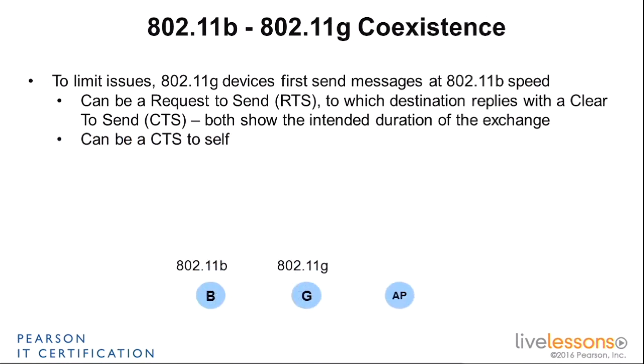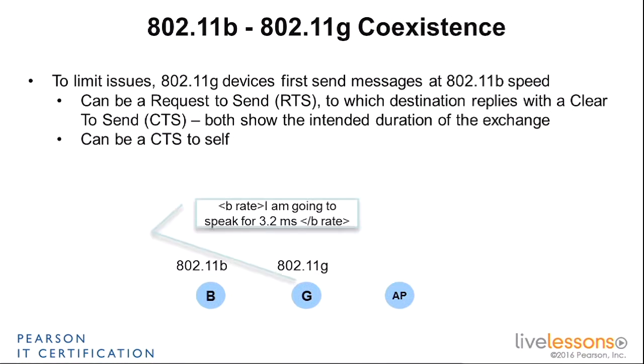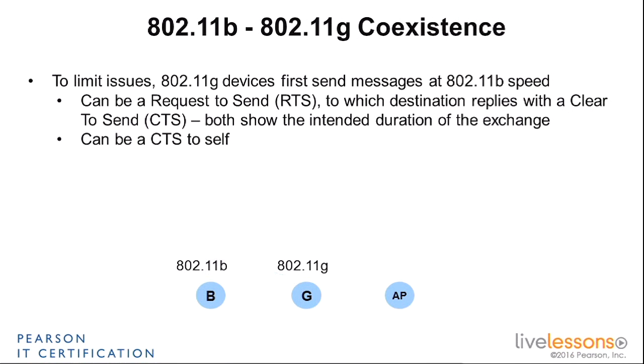Pretty much that way. The G device is here, the B device is on the left, the AP is on the right. The G device says, I am going to send for this duration, for example, 3.2 milliseconds, and it says that at B speed. So the AP replies, okay, I'm hearing you, you're going to send at that speed for that duration. So the B device does not understand what follows, that G communication that you see here on the screen. But it hears that somebody was supposed to be sending for 3.2 milliseconds. So what it does is that it resets its NAV, network allocation vector, to be silent for 3.2 milliseconds more. And that allows the G communication to occur without any communication issue.